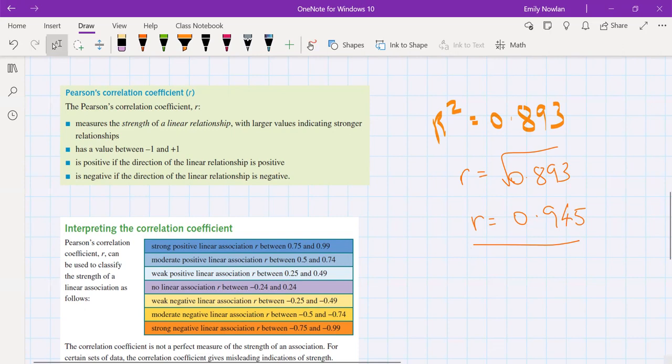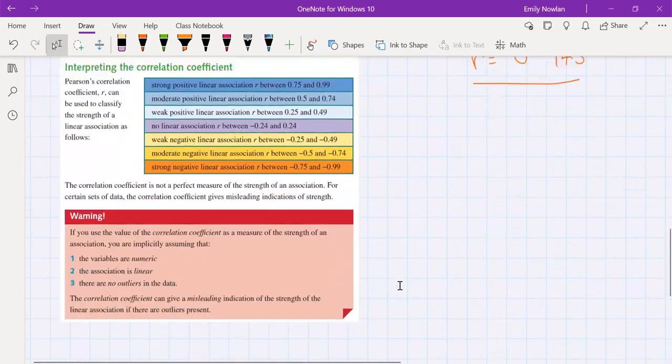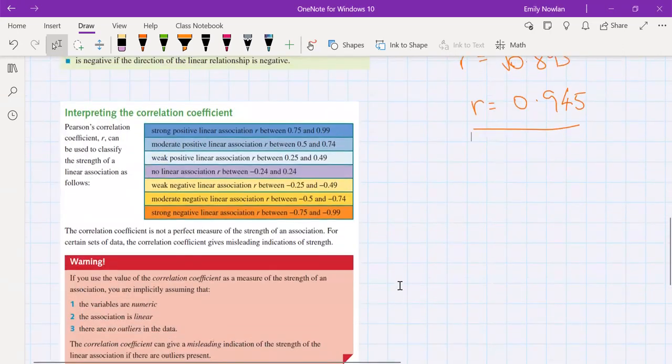If we look at our picture again, it does look like a fairly strong correlation, and the dots aren't very far away from the line. So go back to this one here. Interpreting the correlation coefficient: this one, very strong. That's what we got. And then obviously moderate, weak, no linear association, then weak negative, moderate negative, and strong negative. So positives and the positive, negatives and the negatives.